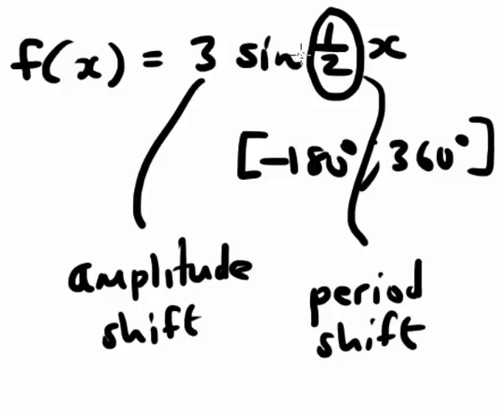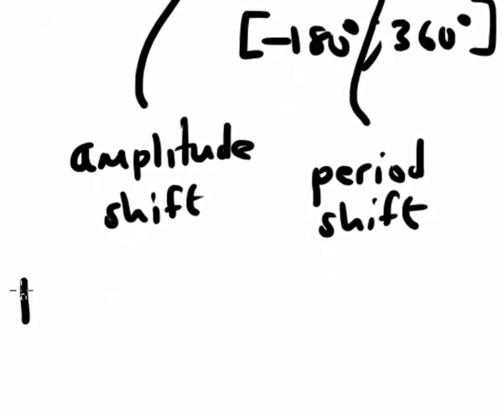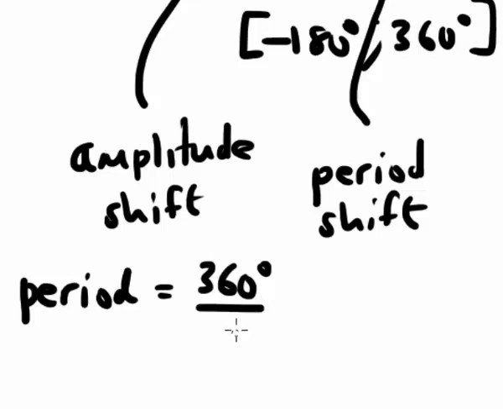So what we're going to do is a period shift with this graph, and then we're going to simply do an amplitude shift on that. So let's have a look. If we take our period of this graph, now watch out. The period of sine is 360 degrees, and we're dividing by a half, which of course comes to 720.